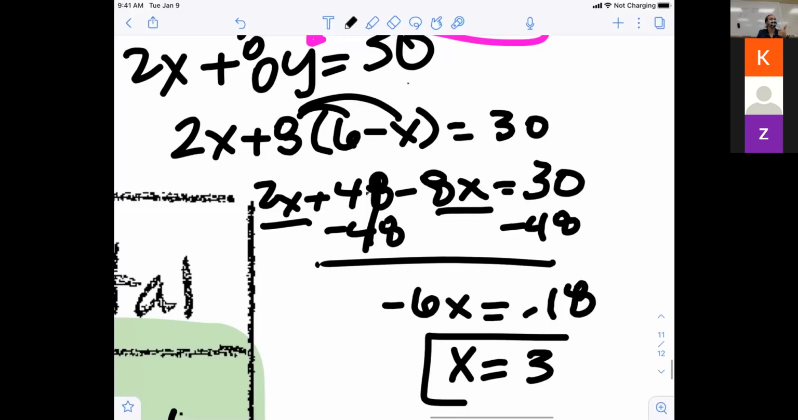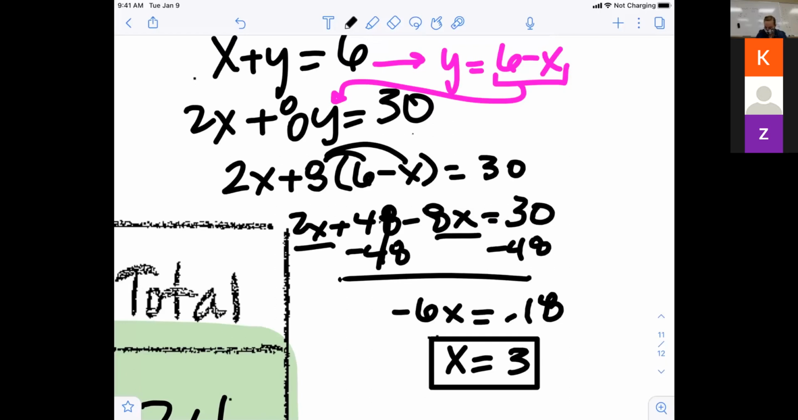Am I moving too fast or are we doing okay? Are you in there? Okay. Now in order to find y, I would substitute this x in here. So y equals 6 minus 3, so y equals 3.